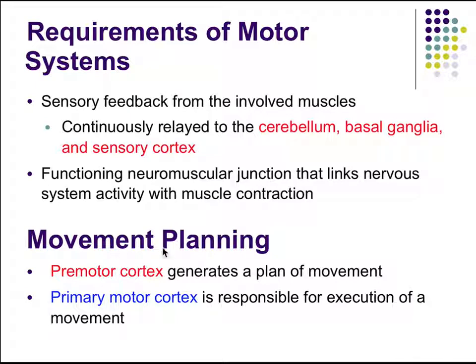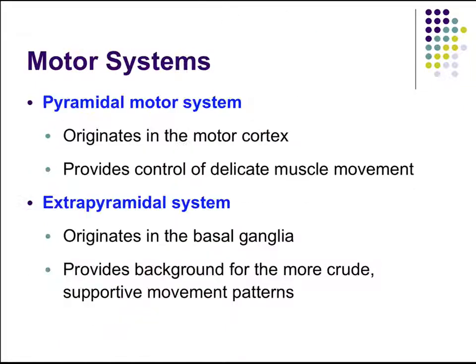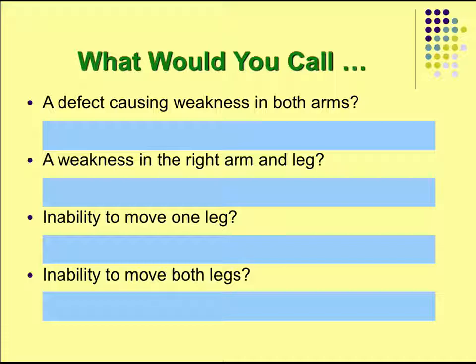We also need to plan our movement and then obviously execute it. So the planning of the movement occurs in the premotor cortex. The execution of the movement happens in the primary motor cortex. We also have our pyramidal motor system and our extrapyramidal motor system. So the pyramidal motor system originates in our motor cortex, and it provides control of our delicate muscle movements. The extrapyramidal originates in the basal ganglia, and it provides more of the background, crude supportive movements or support that you need for the movement to occur appropriately.